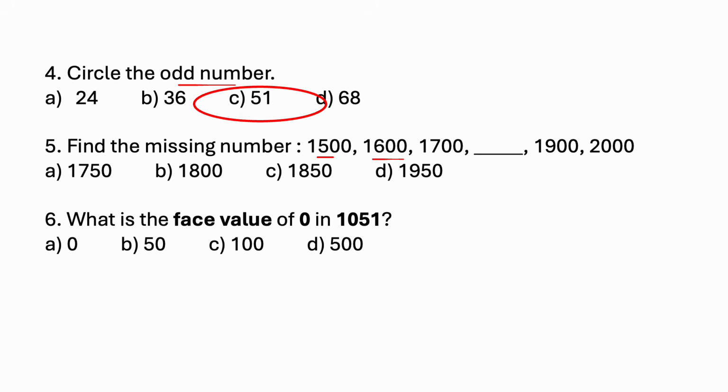Next one, find the missing number. 1500, 1600, 1700. Then next number is missing. Then after that 1900, 2000. So the missing number is 1800.